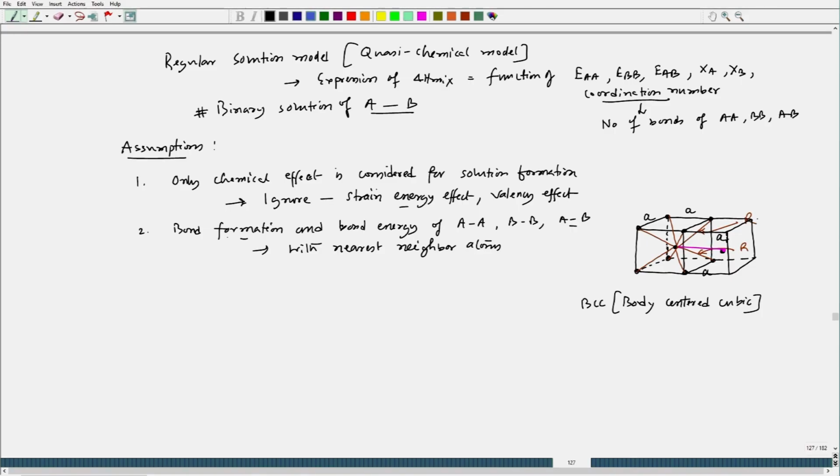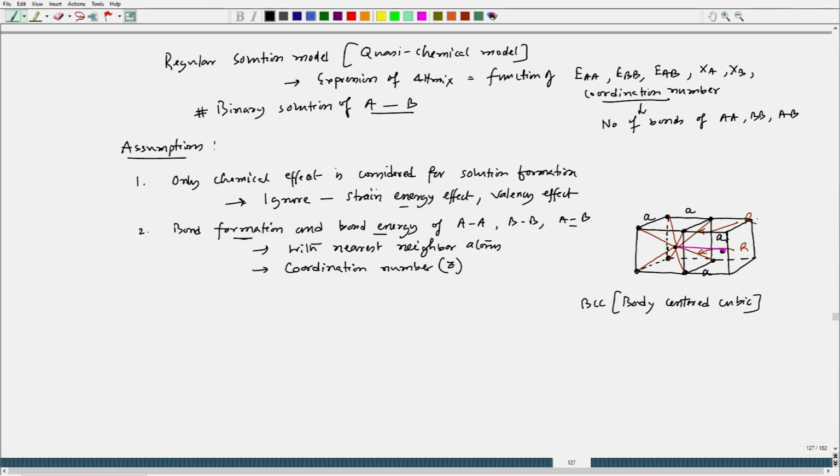So, we actually ignore that interaction. Only the interaction that is possible with the nearest neighbor is considered. This bond formation is only possible with the nearest neighbor, and that is what we have to consider in the coordination number, which is considered as Z of a crystal. So, that will tell us how many bonds are possible. We can calculate that.